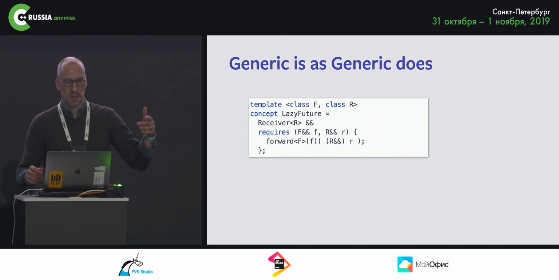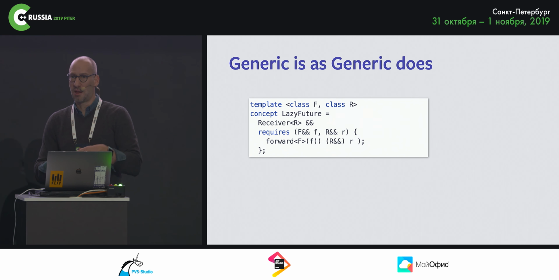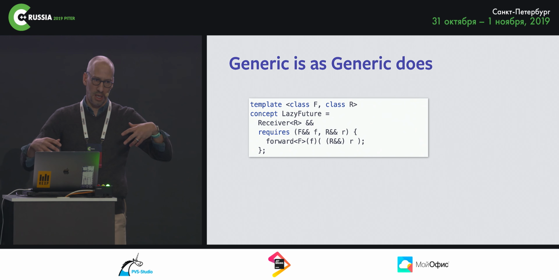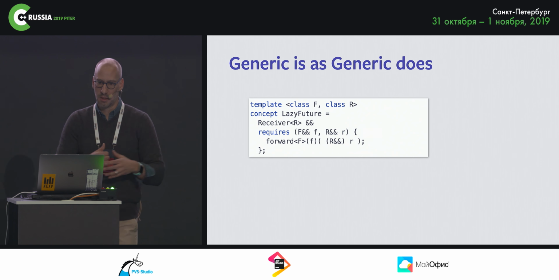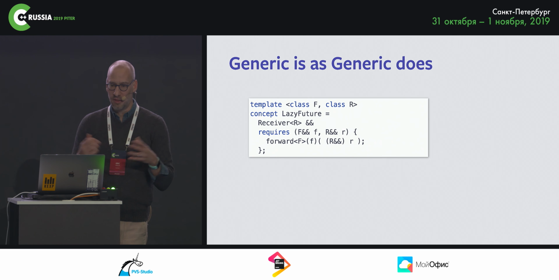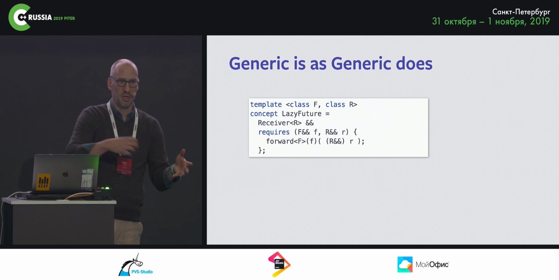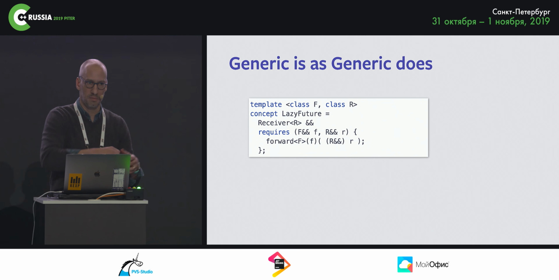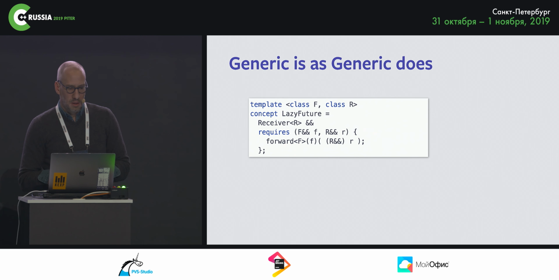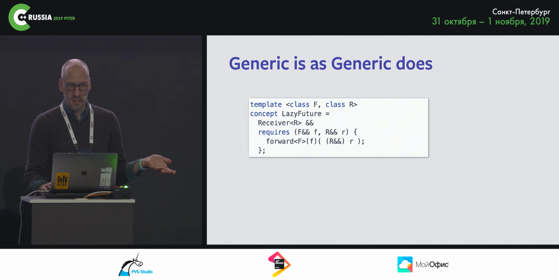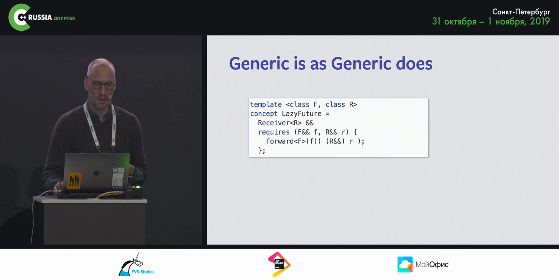And lazy future is a two-parameter concept. Nothing is behaving as a lazy future unless you are actually passing a receiver to it to execute it, right? And in the code that we showed before, it was an invocable thing to which we pass a receiver, like the lambdas that took lazy promises. So this is what the concept looks like. It's just an invocable thing that takes a receiver.